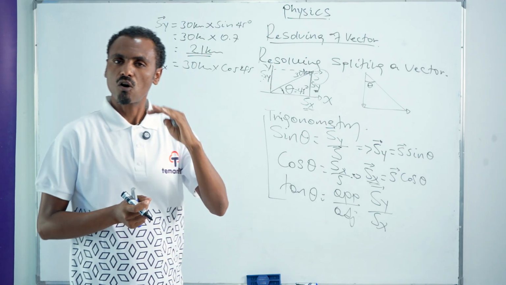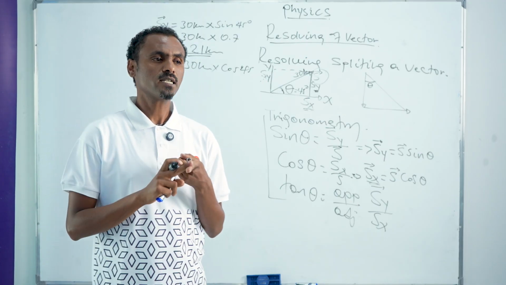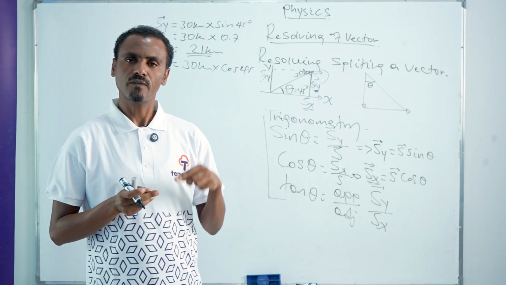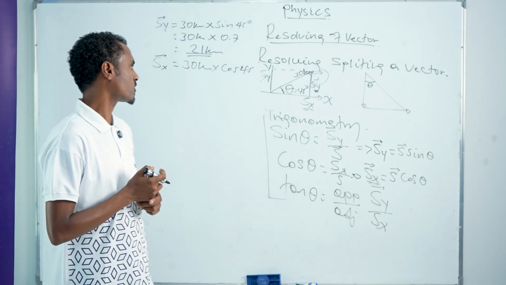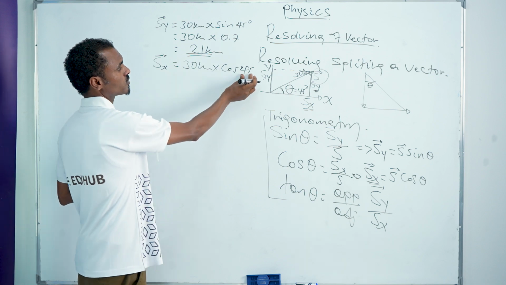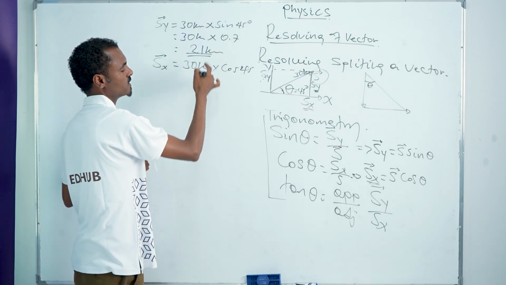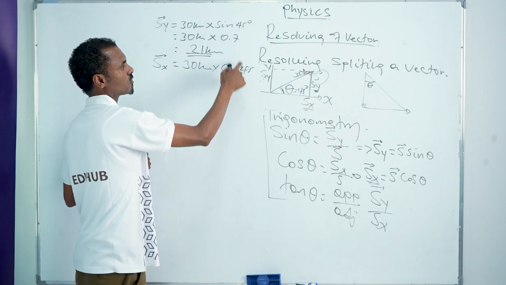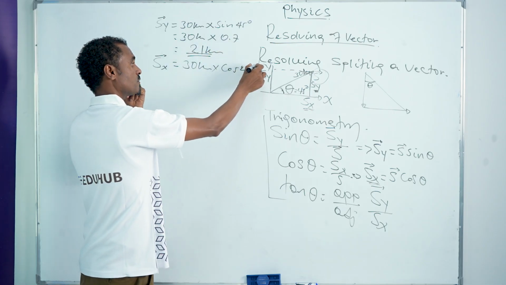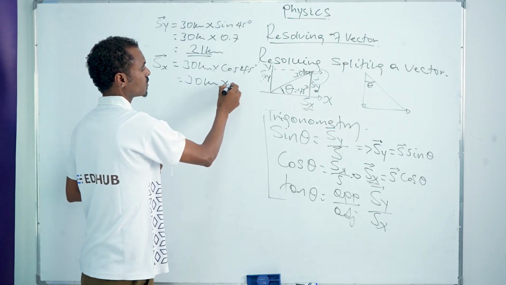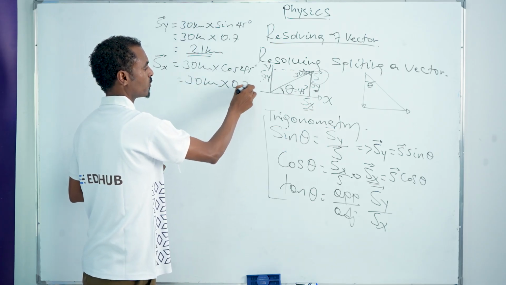Supplementary angles are always the same. Even sine 60 is always equal to cos 30, and cos 45 is always equal to sine 45, because 45 and 45 are supplementary angles. Because of it, the sine and cos of 45 is 0.7. So 30 kilometer times cos 45 is 0.7 times 30.